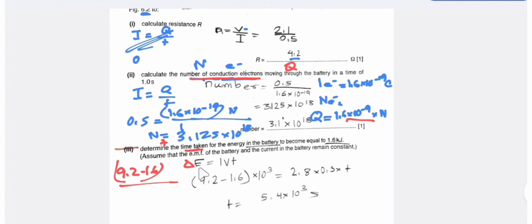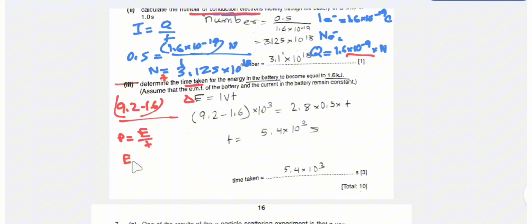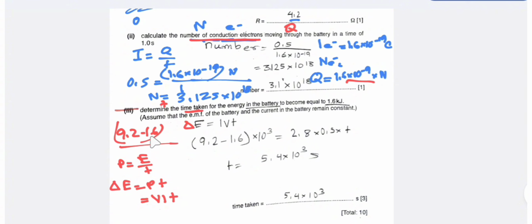Power is equal to energy per unit time, so energy is equal to power into time. We know that power is equal to VI, that is voltage into current into time. We are given the change in energy, that is the initial energy minus the final energy, and the change in energy is equal to voltage into current into time. So what is the voltage?